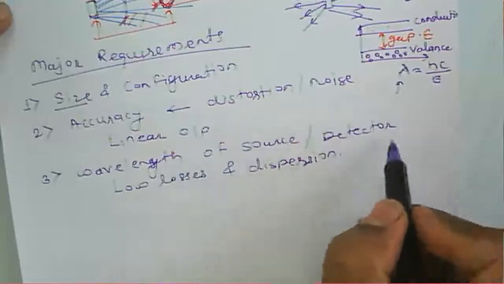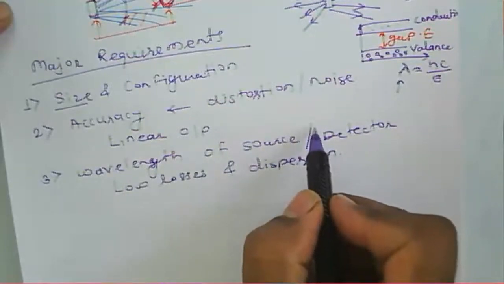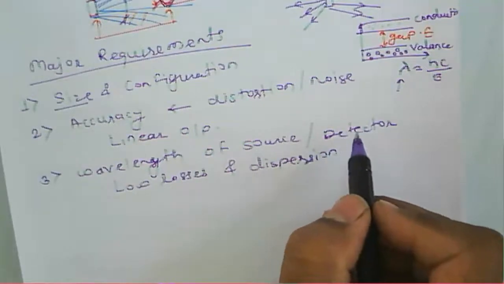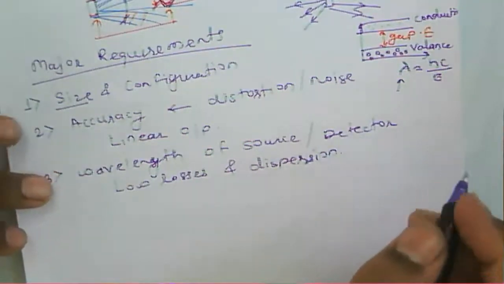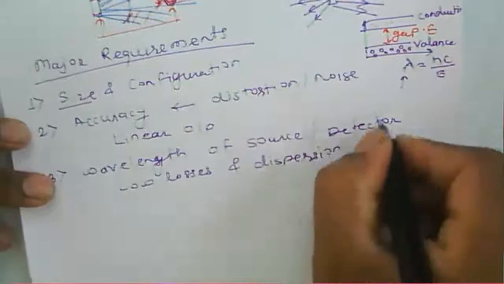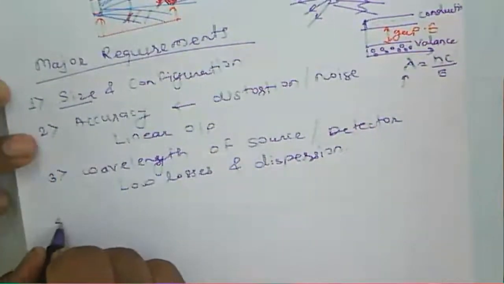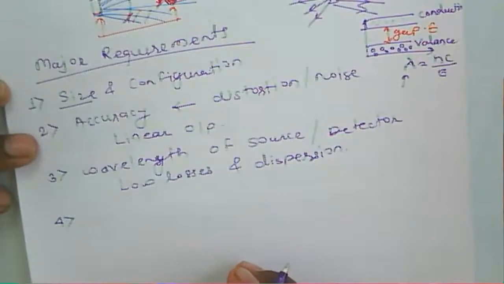And we have a detector. That detector will detect that particular wavelength signal efficiently. So the efficiency of a detector will be based on the wavelength. That will be the requirement.